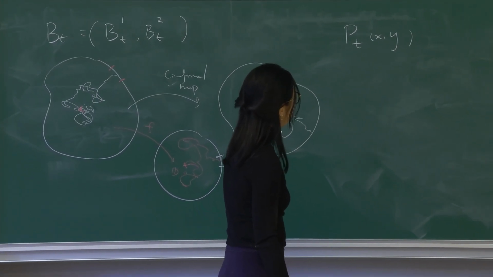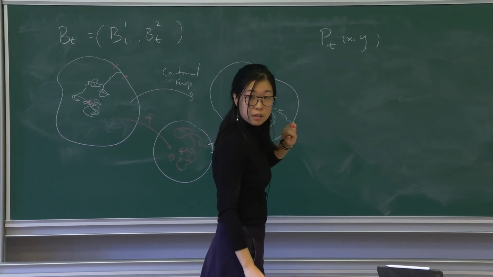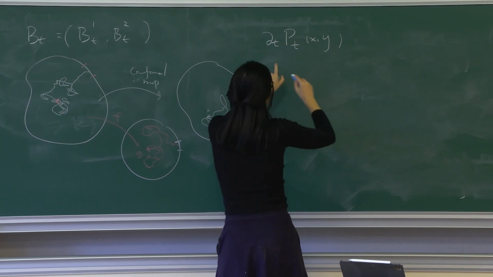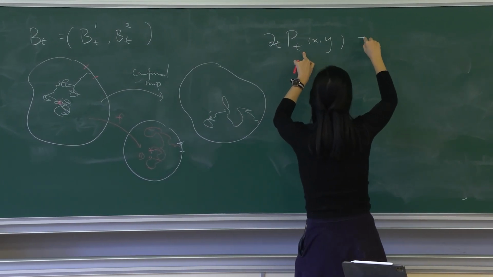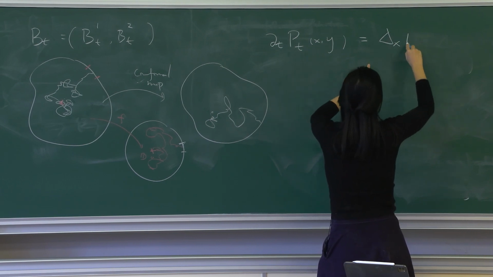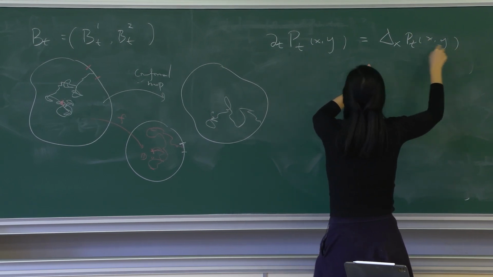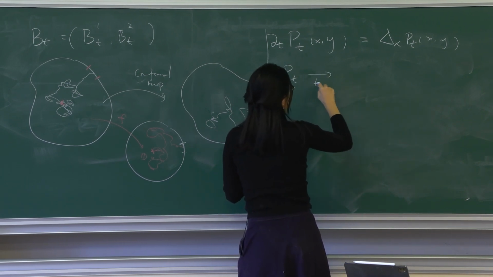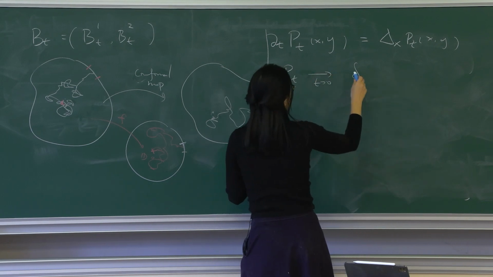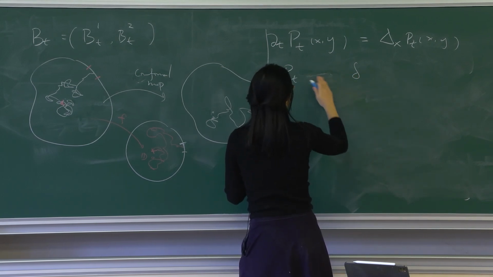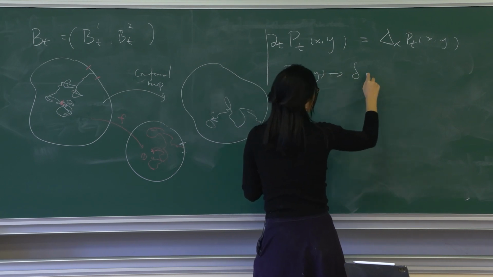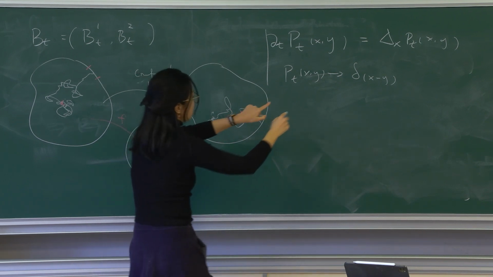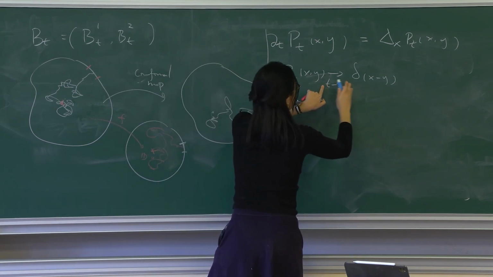right? This is the fundamental solution to the heat equation. So if I take the time derivative of this heat kernel, this will just be the Laplacian, and Pt converges as t goes to 0 to the delta measure, the Dirac mass.